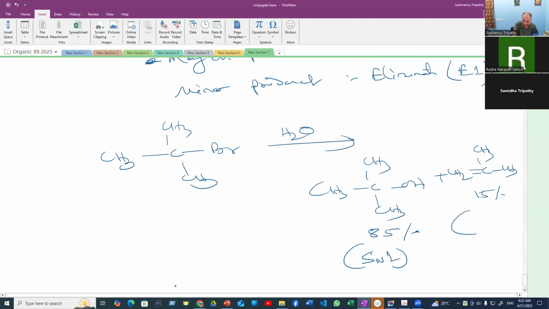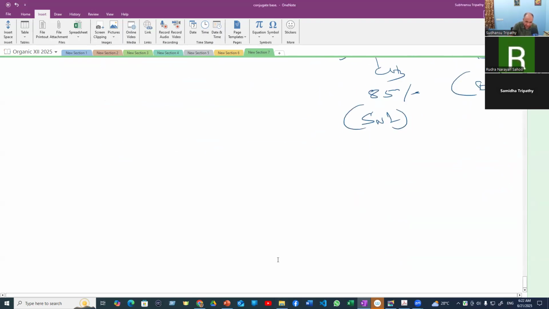That 15% is E1. In the carbocation, water will compete as a nucleophile because it is in abundant quantity in solvolysis, so its attack as a nucleophile on the carbocation will be more. So the major product will be substitution, and as the minor product some beta elimination will occur. Then coming to 1 degree contrast.